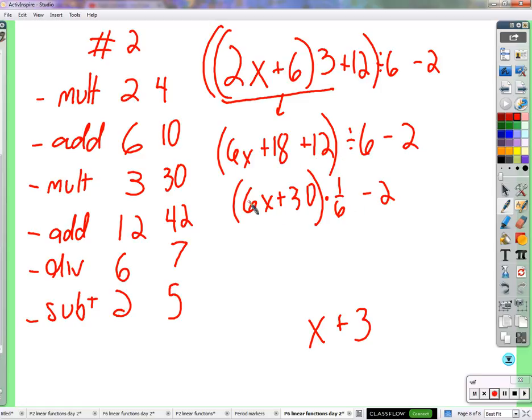1/6 times 6 times x, right? 1/6 times 6 is 1. So 1x. What's 1/6 times 30? 5. 30 divided by 6 is 5. And 5 minus 2 is 3.